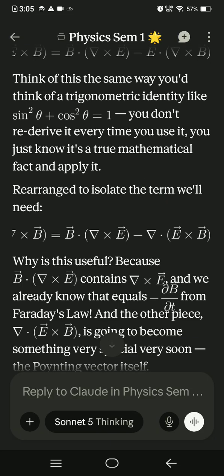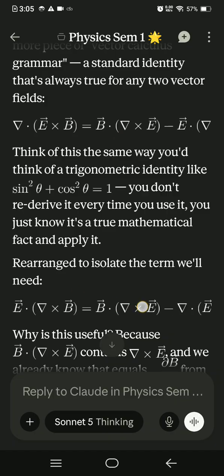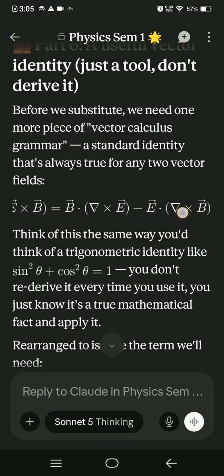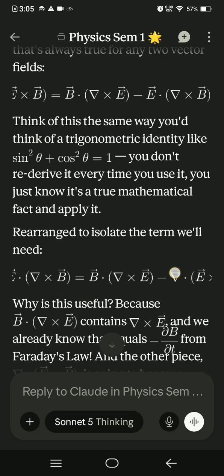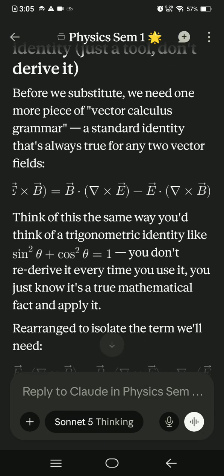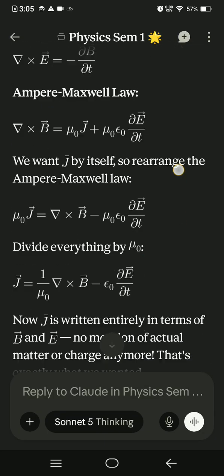So rearrange to isolate the term we'll need. We are going to need this part. Taking it to the other side and bringing the other side to this side, we get this equation. Why is this useful? Because B dot curl of E contains curl of E, and we already know that curl of E equals minus dB upon dt.